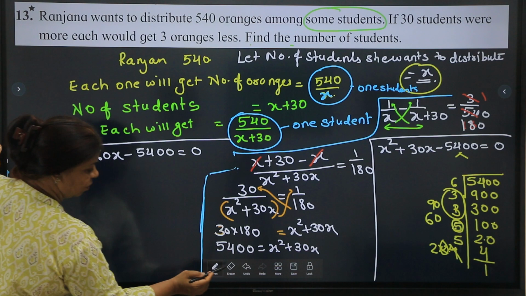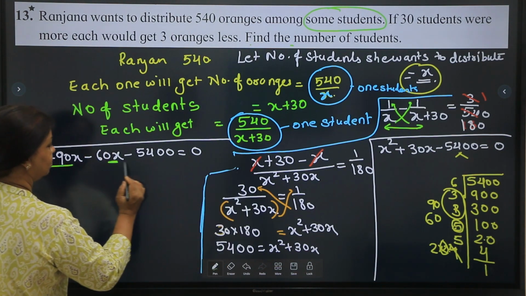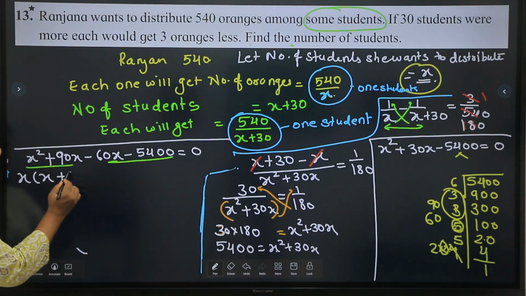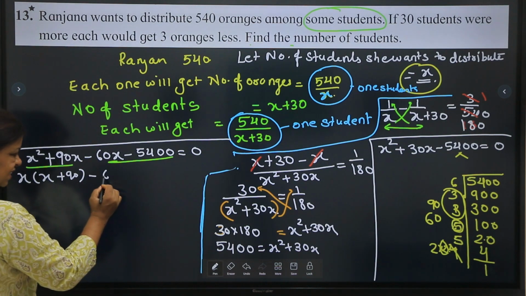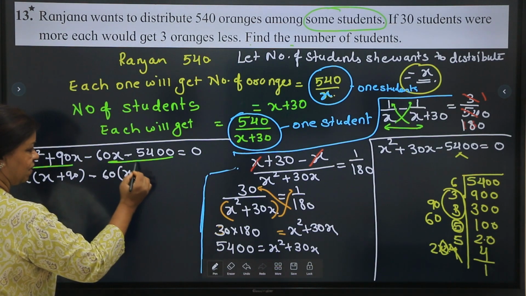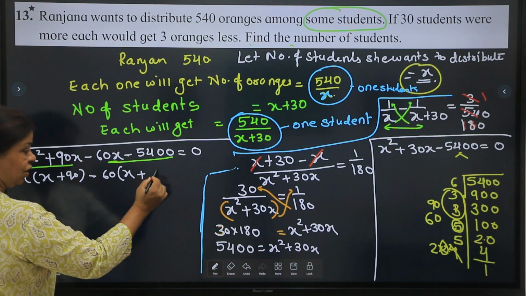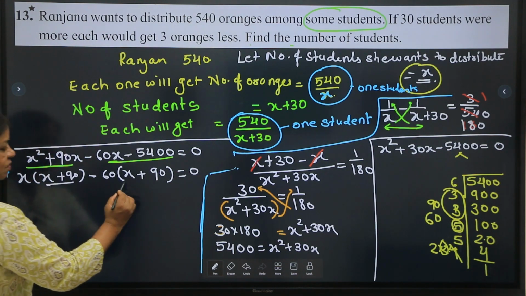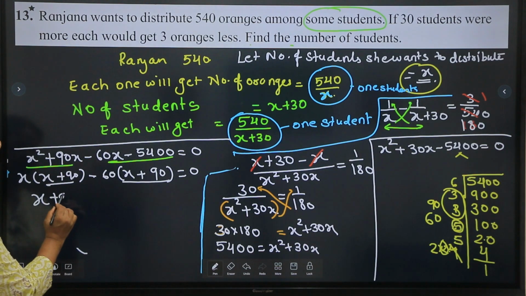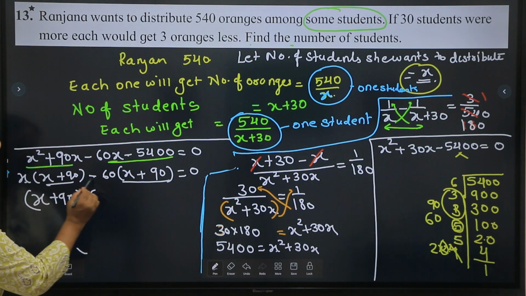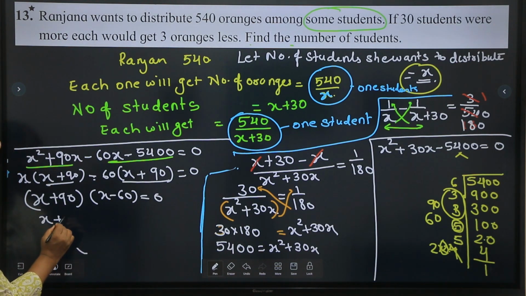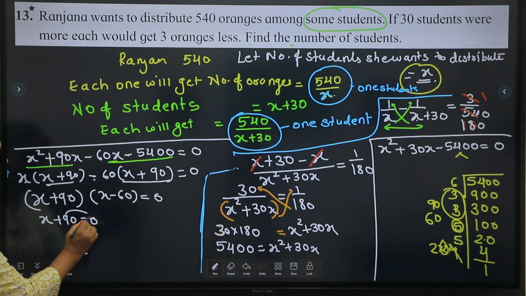Now I will have to take common. x can be taken out. x plus 90, minus 60 can be taken out. Minus into minus, plus 60 into 90 will give me 5400, is equal to 0. And then x plus 90 is 2 times. I will take 1 time x plus 90, and x minus 60 will be equal to 0. So x plus 90 is equal to 0, which will be shifted here. x is equal to minus 90.